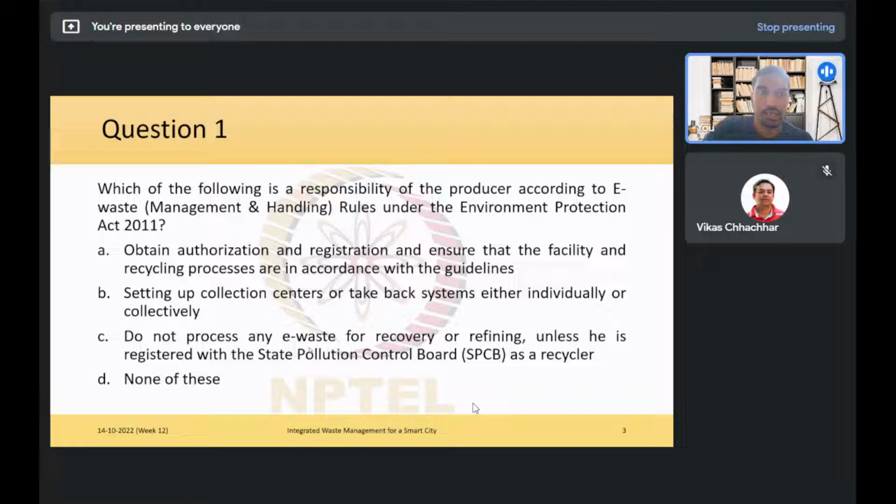Okay, so you can take a minute to think about it and you can answer in the chat. We are talking about the producer. So which of these is the responsibility of the producer as per the e-waste rules of 2011?